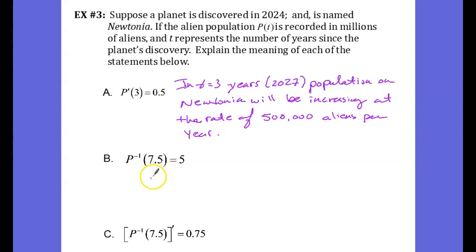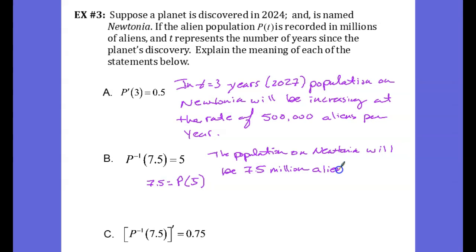So another way to think of this is that 7.5 is equal to P of 5. And rewriting it in this way helps us get our bearings on what the numbers represent. So here we can see that 5 is a time and 7.5 is the population. And so now we can write it from the perspective of our inverse function. Population on Newtonia will be 7.5 million aliens 5 years after its discovery in the year 2029.